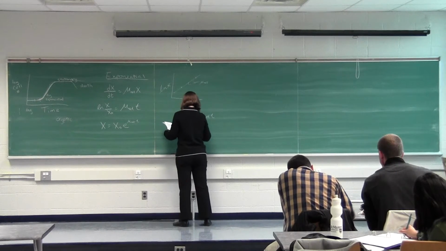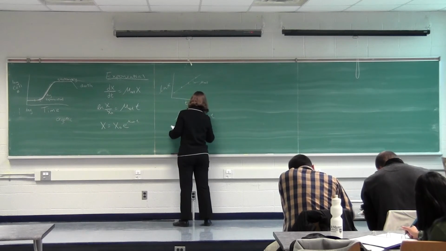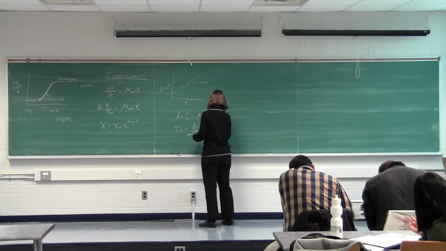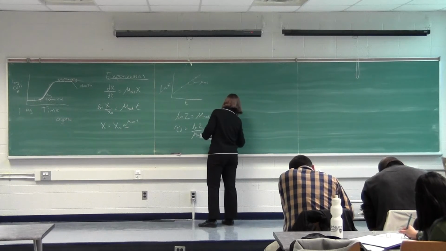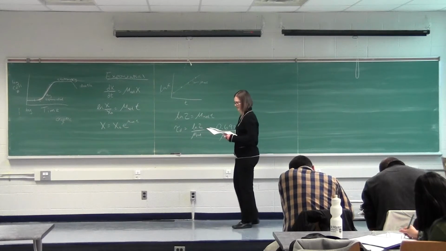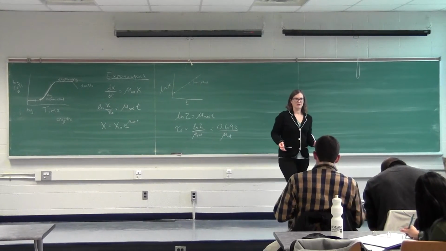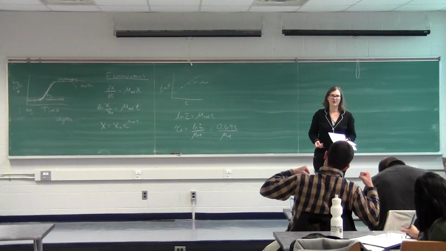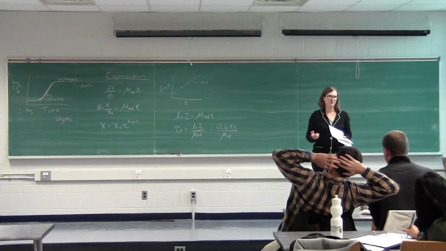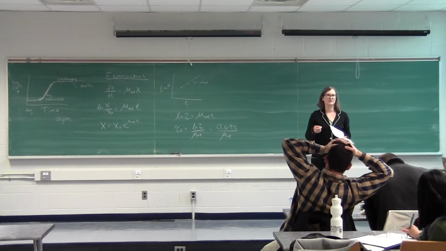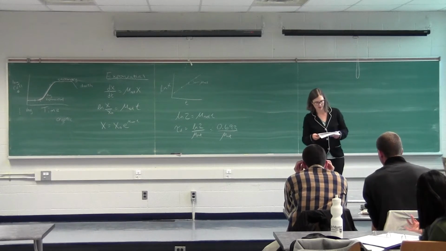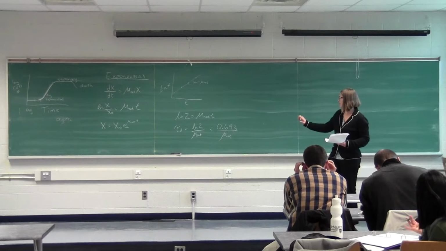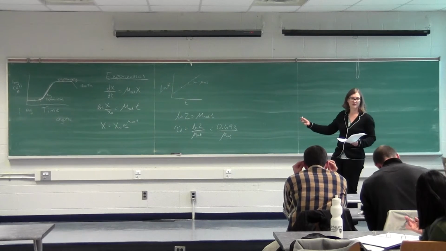Equals ln 2 over mu net, or 0.693 over mu net. You can do a similar thing whether people are looking at cell number or cell concentration, but it comes out about the same. So that's pretty easy, exponential growth phase.